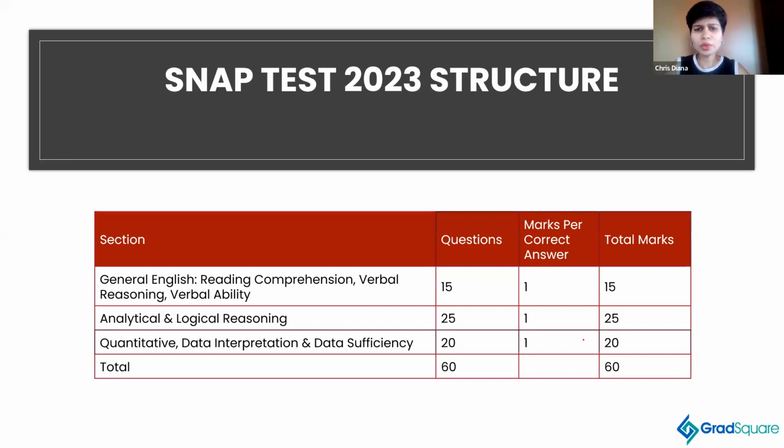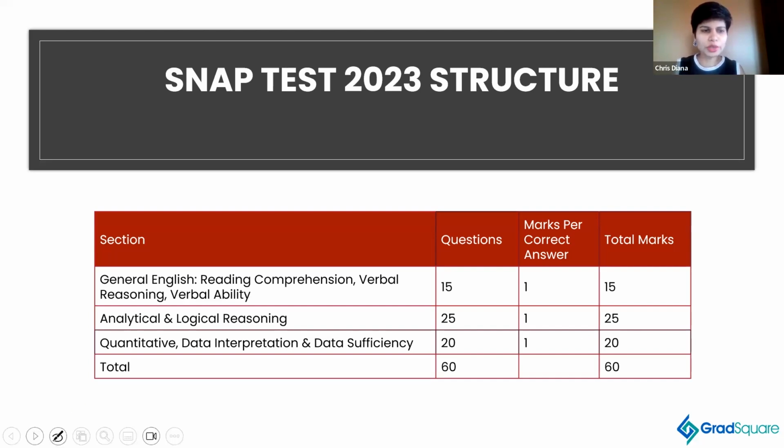Now the disadvantage of the Snap paper is that it has 60 questions in 60 minutes. For the cutoff, you definitely have to attend around 50 plus questions to get a decent score. But that can be done, because for the past few days you have been practicing your speed and you've done a lot of mocks, so that shouldn't be much of a problem.